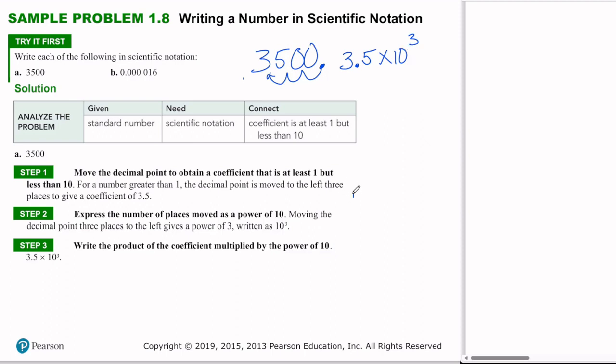For the next number, we have 0.000016. We need to move the decimal point to the right until it's behind the first significant digit. 1, 2, 3, 4, 5. We have 1.6 times 10 to the negative, because we're moving to the right, and we moved it 5 places, 10 to the negative 5.